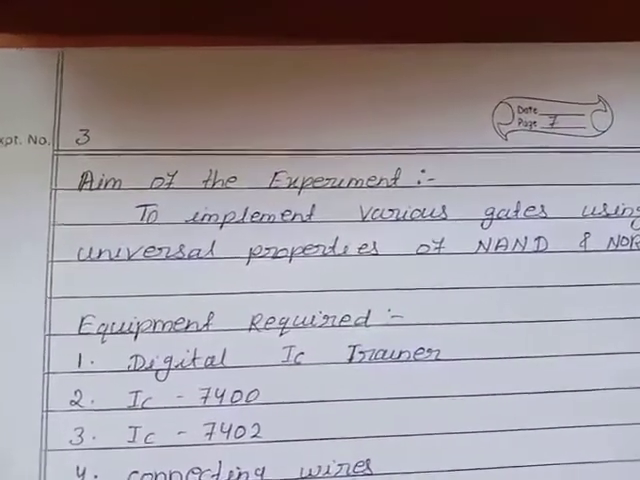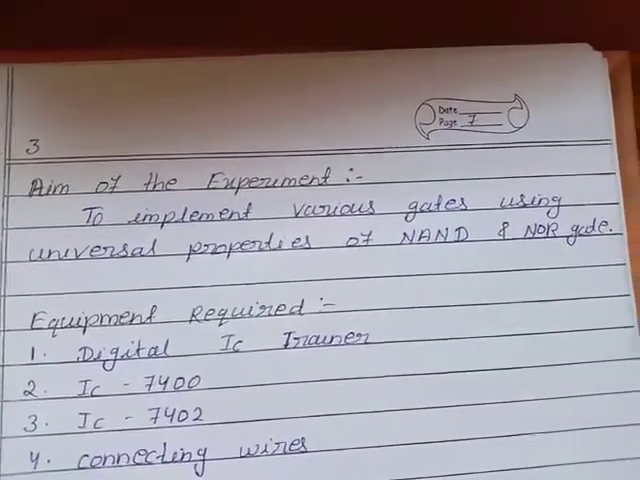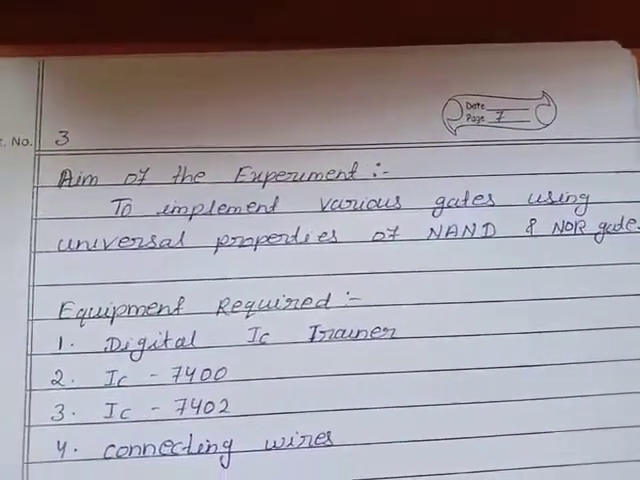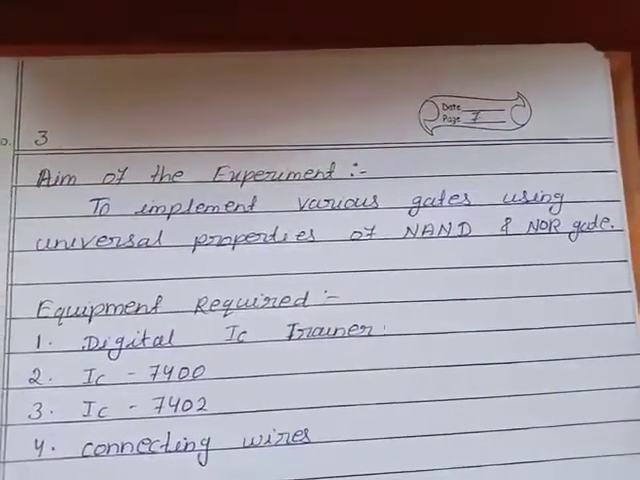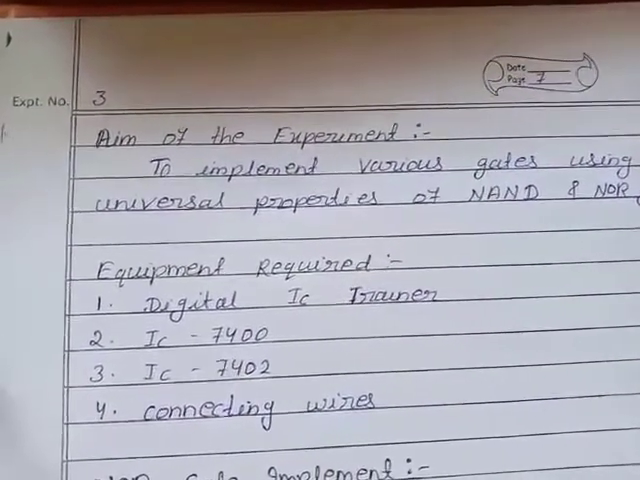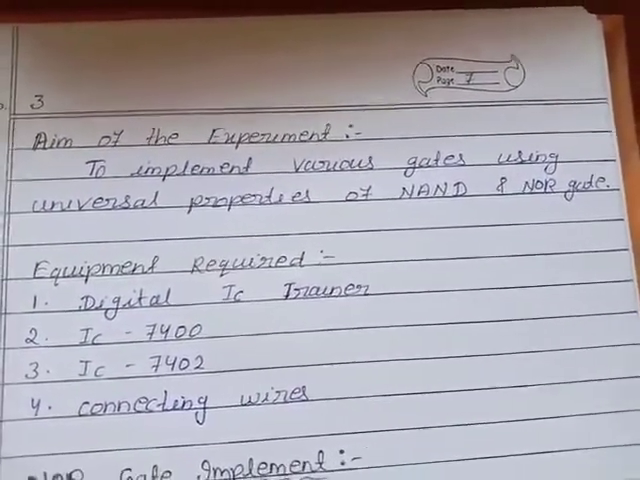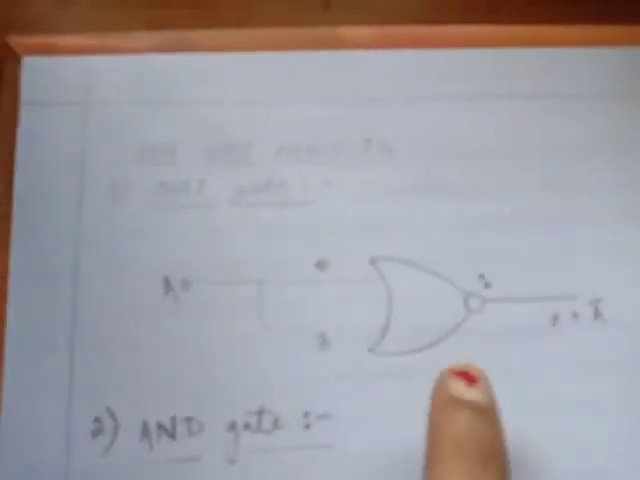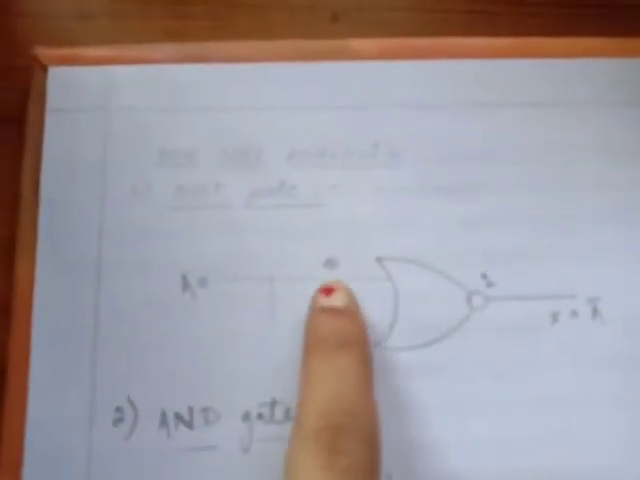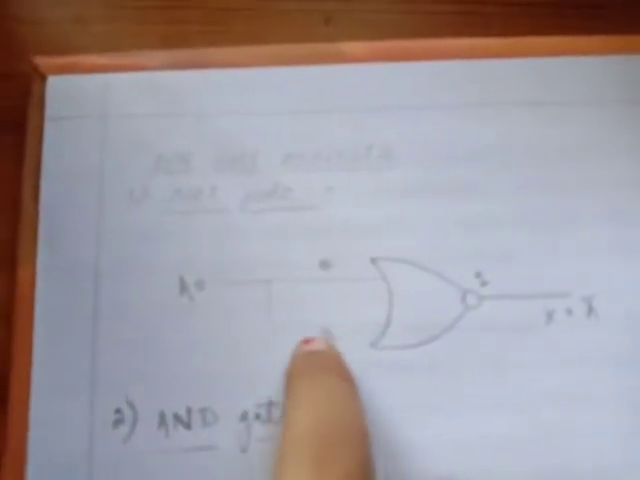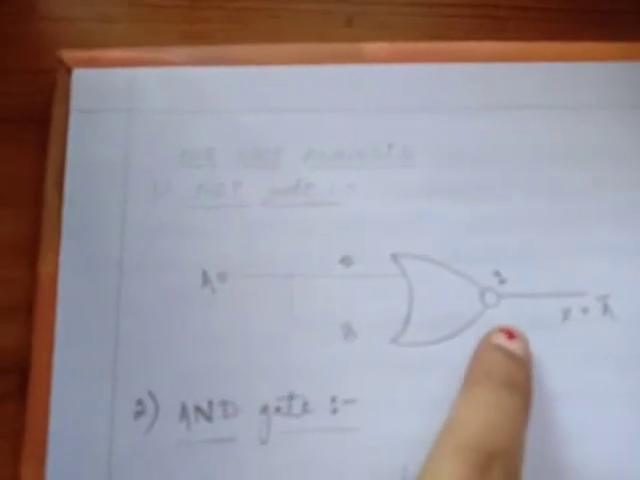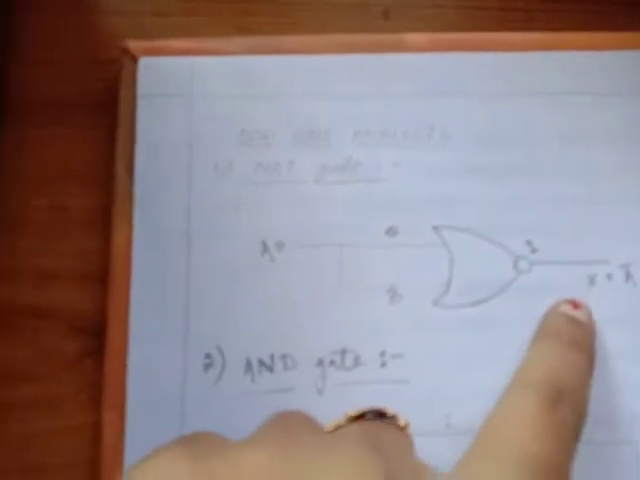Today's experiment is about implementing various gates using the universal properties of NAND and NOR gates. First, we analyze the NOR gate using the NOR gate as a universal gate. First, we analyze the NOR gate as a NOR gate. Here, you can see the 2 and 3 number pins are shorted. Then we can see our output in pin number 1.